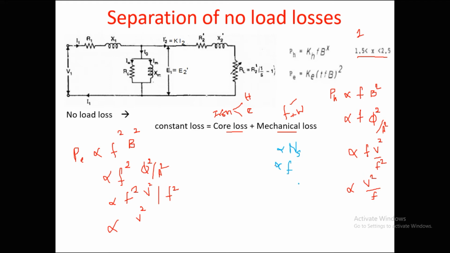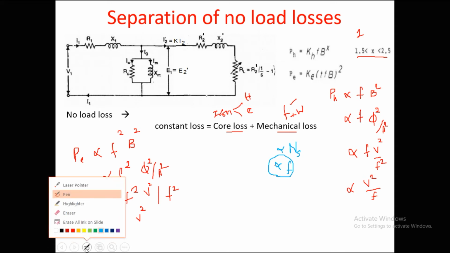Our aim is to separate core loss and mechanical loss from this constant loss. By keeping the frequency constant, we can easily find the value of the mechanical loss, and with the help of this mechanical loss, we can find the value of core loss from this constant loss. Because of that, we go for a reduction in the voltage while keeping frequency constant. Now we'll see the effect of reduction in the voltage.